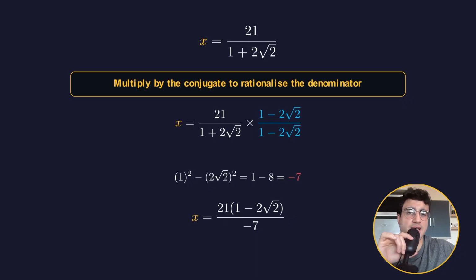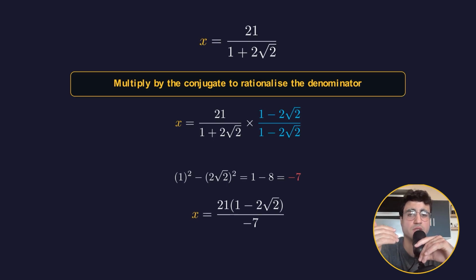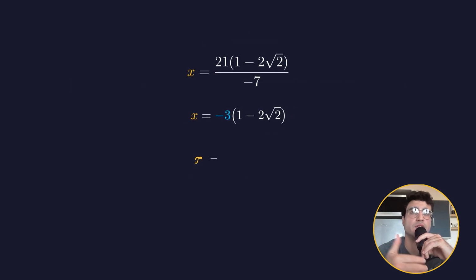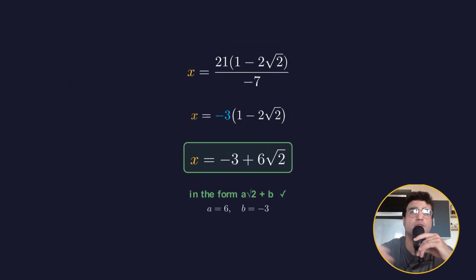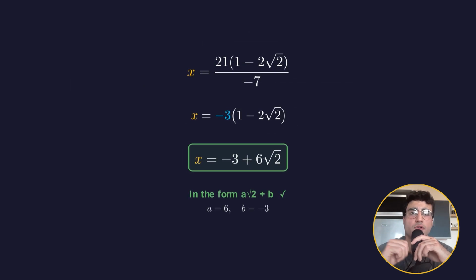But the effect this has is that we get the difference of two squares at the bottom, which in this case breaks us down into an easy number to work with, which is negative 7. Obviously 21 is going to be multiplied by 1 minus 2 root 2 now. As a result, we get 21 over minus 7, which gives us minus 3. And then we can multiply the minus 3 in, which again made things way easier for us.